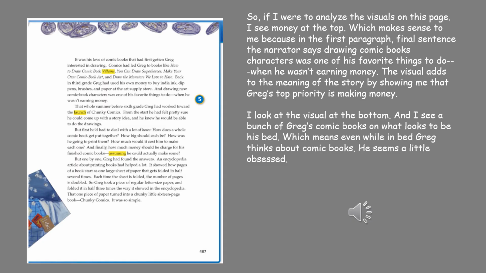So if I were to analyze the visuals on this page, I see money at the top, and it's actually on the top of several pages of this book, which makes sense to me because in the first paragraph, final sentence, the narrator says, drawing comic book characters was one of his favorite things to do when he wasn't earning money. The visual adds to the meaning of the story by showing me that Greg's top priority is making money. It's all over the book pages. I look at the visual at the bottom and I see a bunch of Greg's comic books on what looks to be his bed, which means even while in bed, Greg thinks about comics. He seems a little bit obsessed with comics.